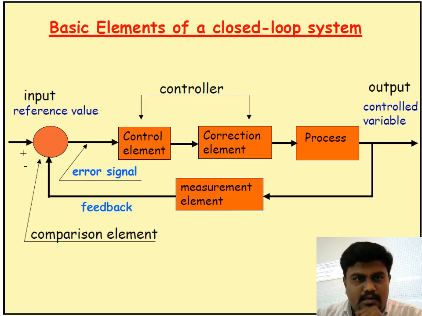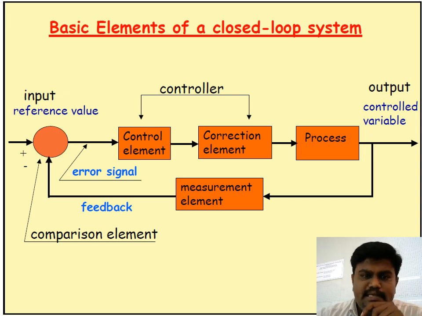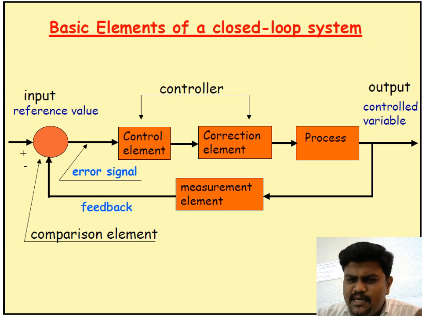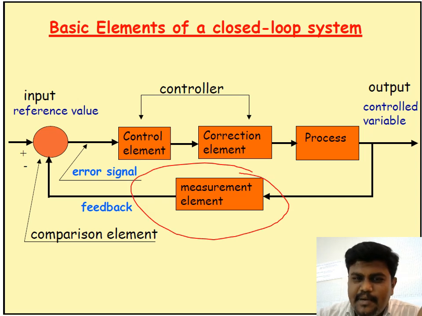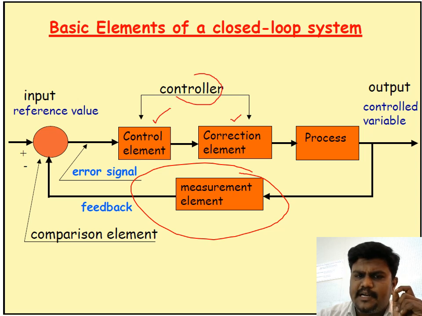Now you can see the basic elements of a closed loop control system. The basic difference between the previous one, the open loop control system, and this closed loop control system is this particular element, which is your feedback unit, the measurement element. You can see the basic elements of a closed loop system clearly here: control element and correction element, which are part and parcel of the controller, the processing element, and your output.